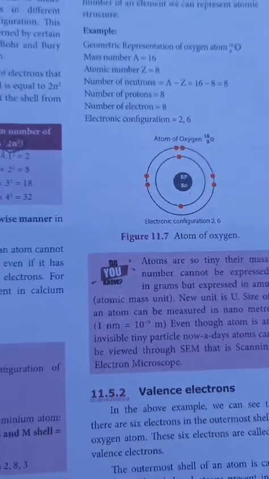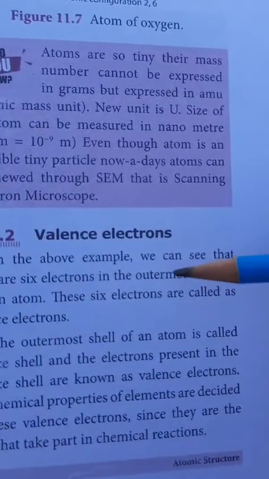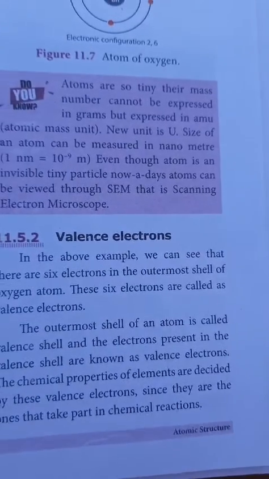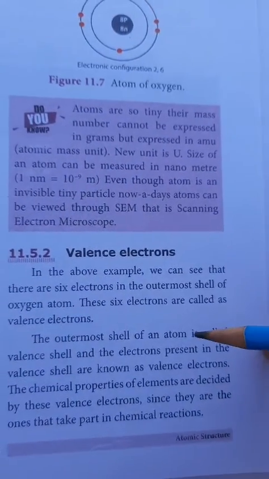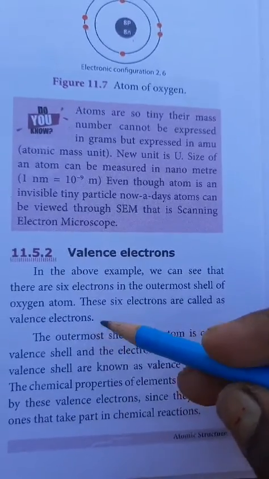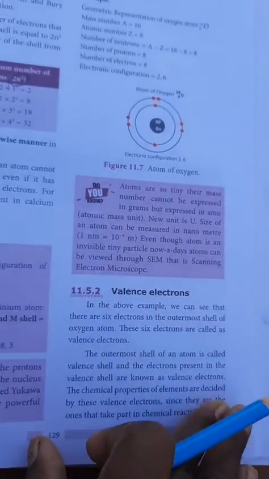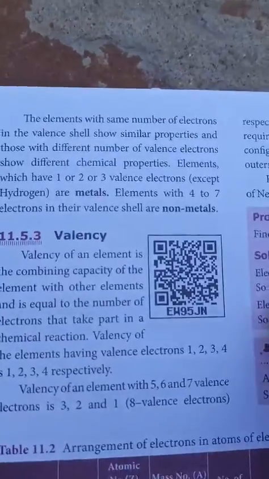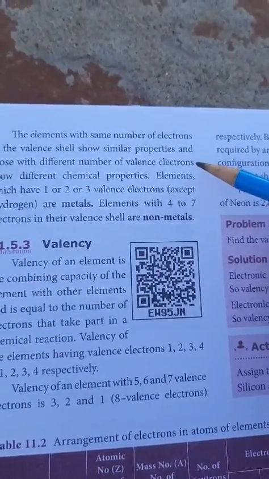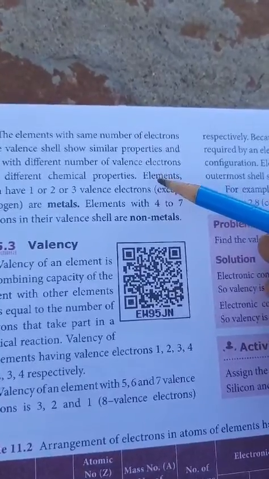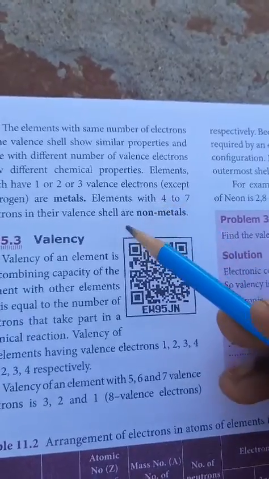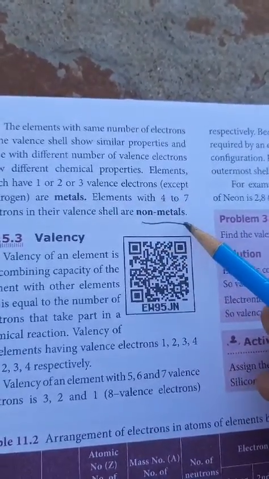Then valence electrons. In the above example, the 6 electrons in the outermost shell of the oxygen atom are called valence electrons. You can find more atomic structures in your book. Elements with the same number of valence electrons have similar properties. Elements can have 1, 2 or 3 valence electrons, and non-metals have more.